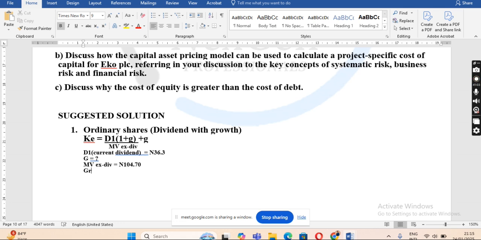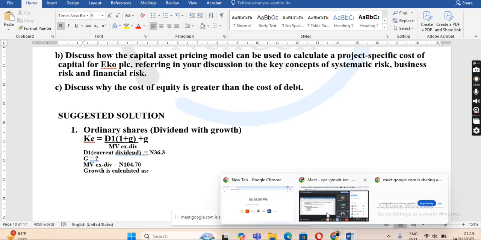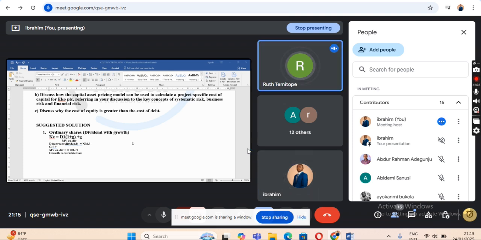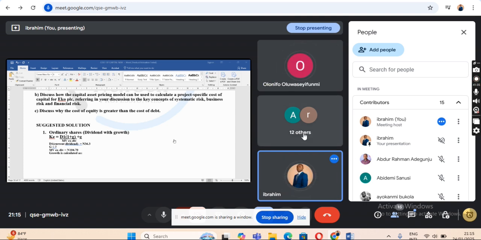Growth rate is calculated as Gordon and extrapolation method. Okay, good. We have Gordon and extrapolation. Thank you, Ruth. Now with this question, are you using Gordon or extrapolation? Extrapolation. Thank you so much, Oluwaseyi. You use extrapolation.